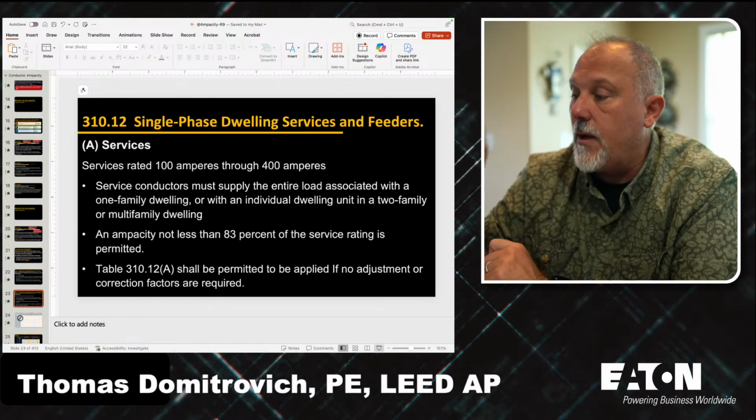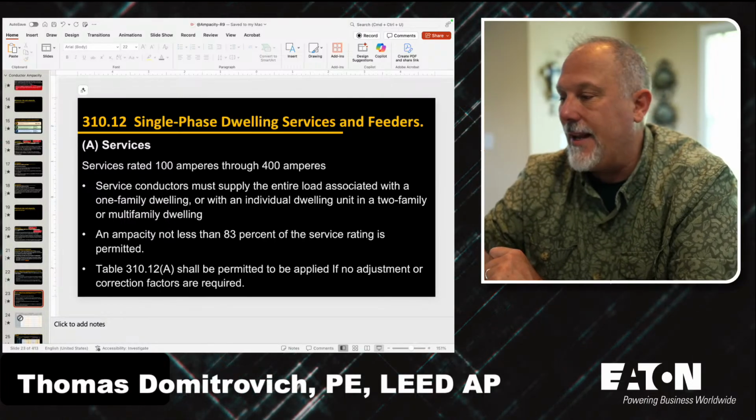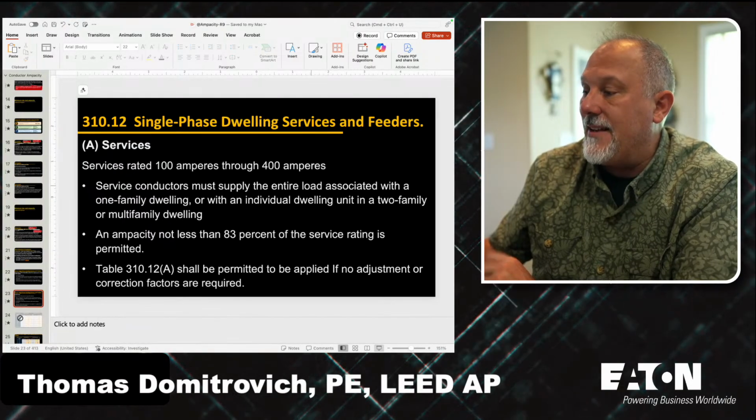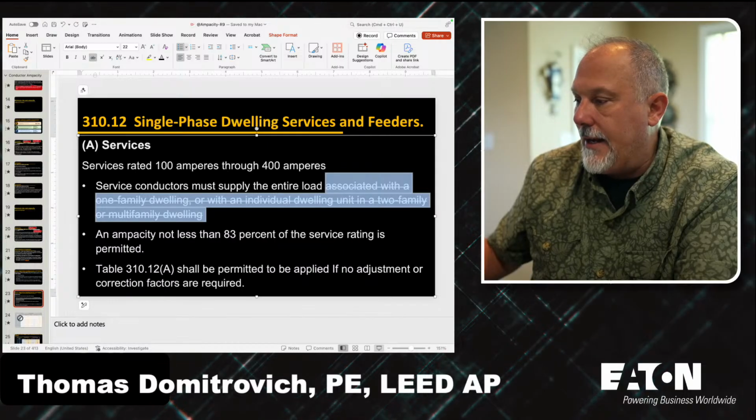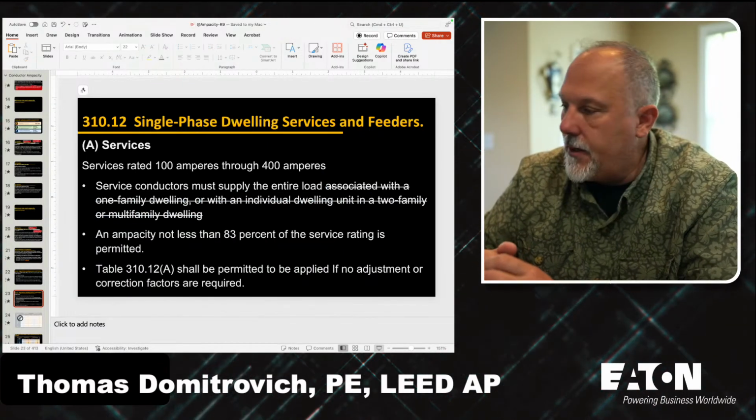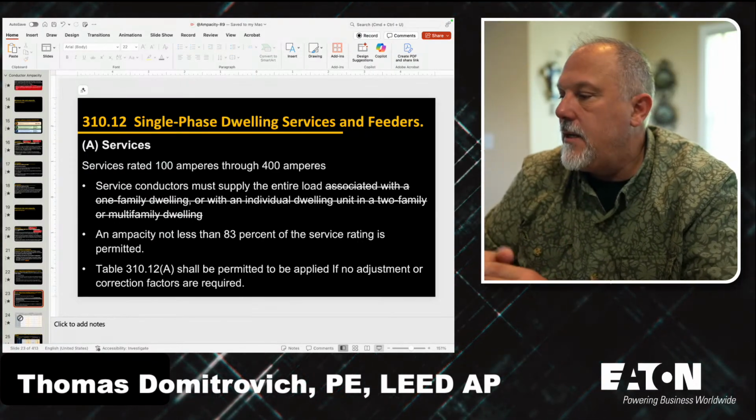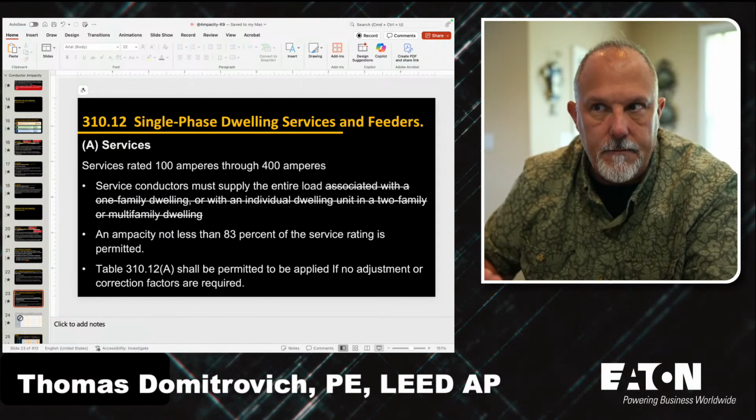associated with a one-family dwelling or with an individual dwelling unit in a two-family dwelling. They didn't have to put that. All they had to do was say service conductors must supply the entire load, period. That's not needed. And I'll plan it. I can put a public input in because you've already set that in the parent text.